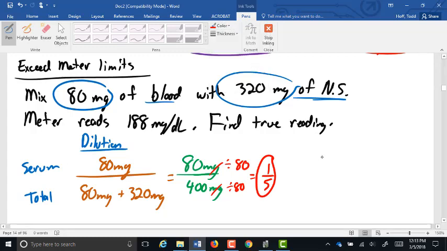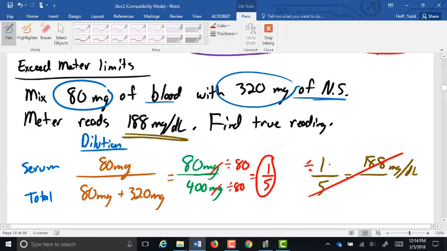Now we use that 1 in 5 dilution to adjust our meter reading. Our meter read 188 milligrams per deciliter. Again, that's going to be smaller than the true reading because that's after we've diluted it with water. So that 188 goes on top with the smaller number of our dilution, which is the 1. And we will cross multiply and divide. 5 times 188 divided by 1 is going to be, I believe, 940 milligrams per deciliter. So the actual reading there is 940 milligrams per deciliter.